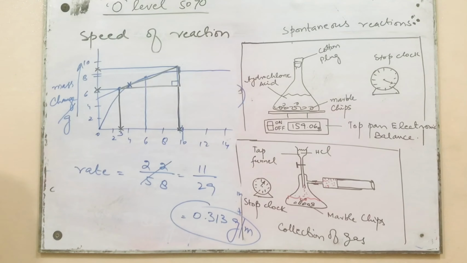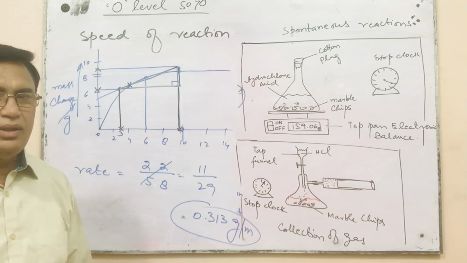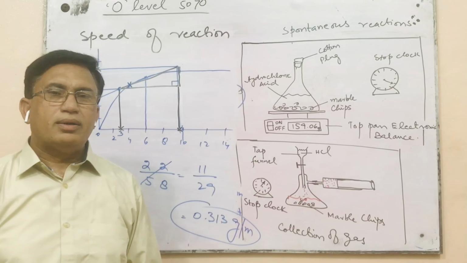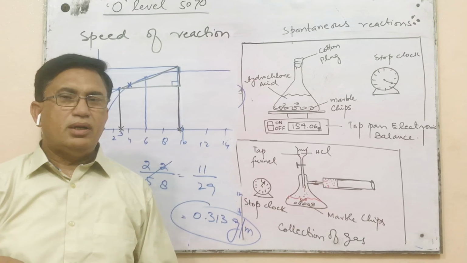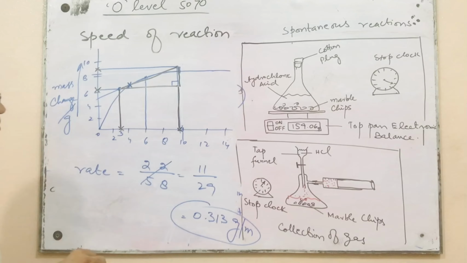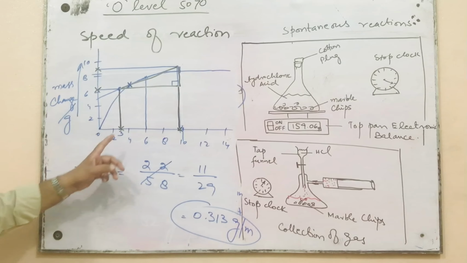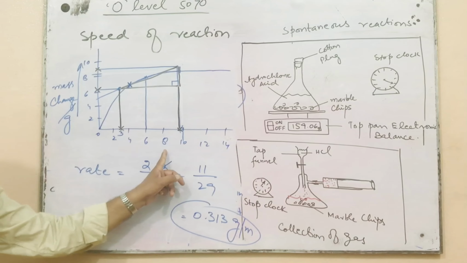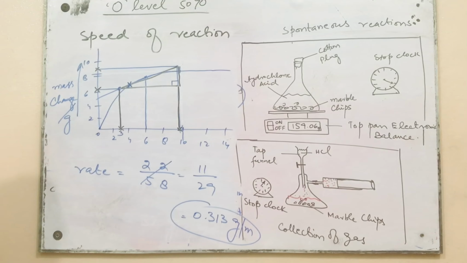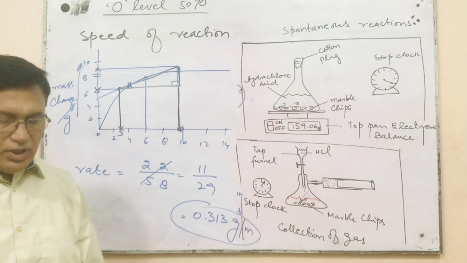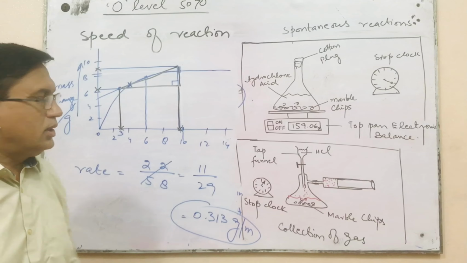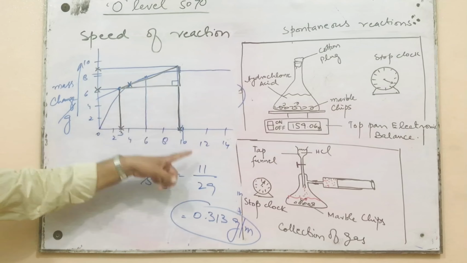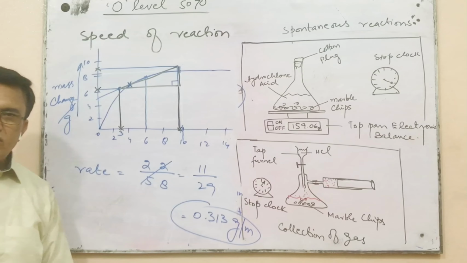In this manner, using the graphical method, we can calculate the average rate of reaction or the rate of reaction at a particular time, at an existing time, 4 or 6 minutes. This will be called the instantaneous rate of reaction. In this manner, the rate of reaction can easily be calculated. I have explained all of the concepts which relate to this topic, the speed of reaction.